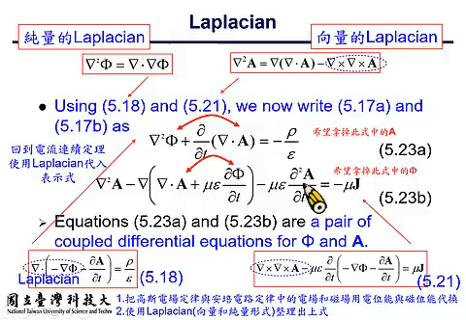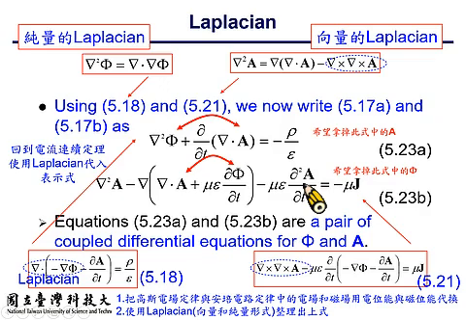Let's continue. In the previous slide, we presented the definition of the Laplacian of a scalar, which equals the divergence of the gradient of the scalar phi, and also the definition of the Laplacian of a vector. The Laplacian of vector A equals the gradient of the divergence of A minus the curl of the curl of A.